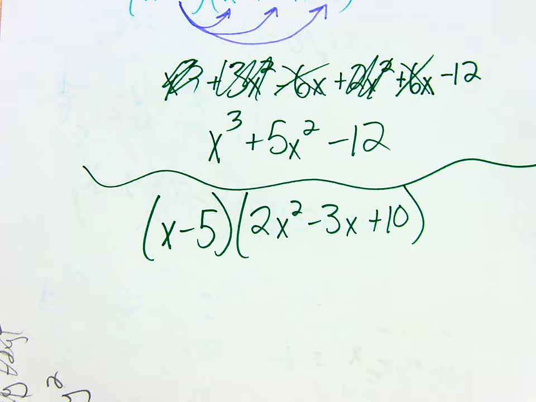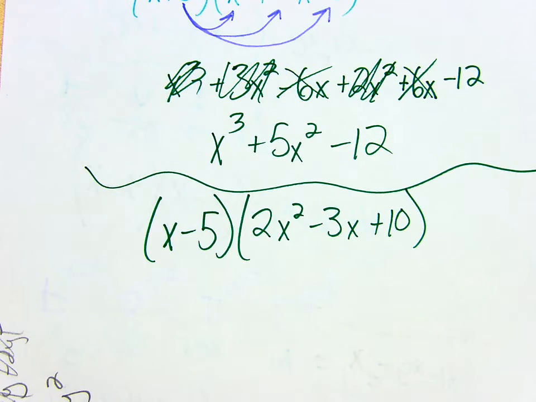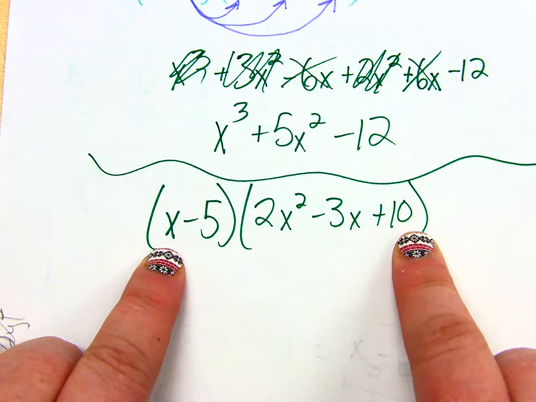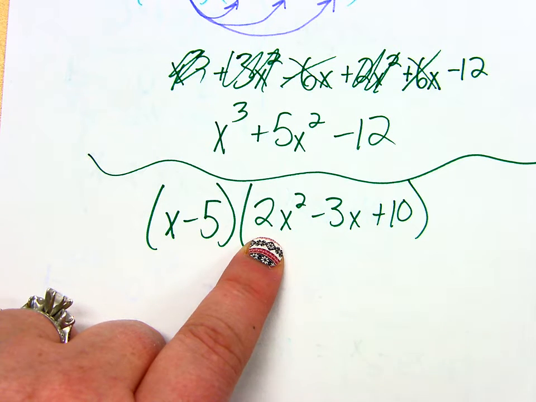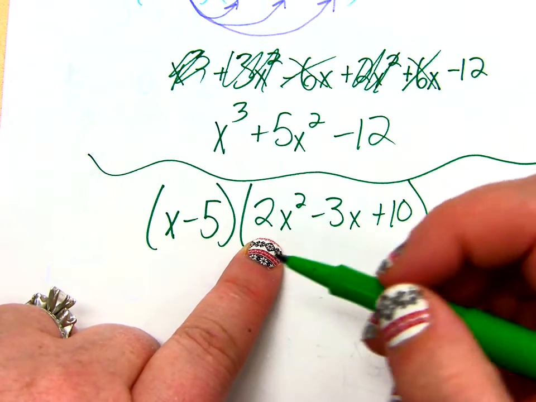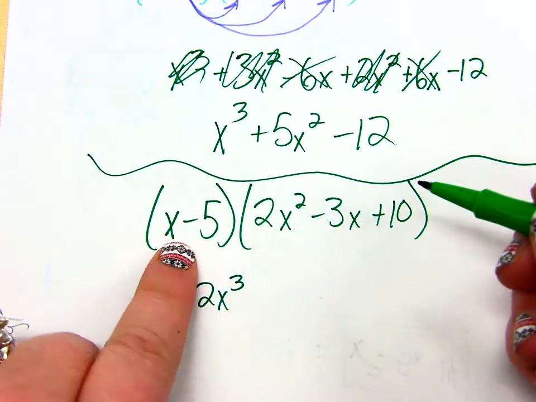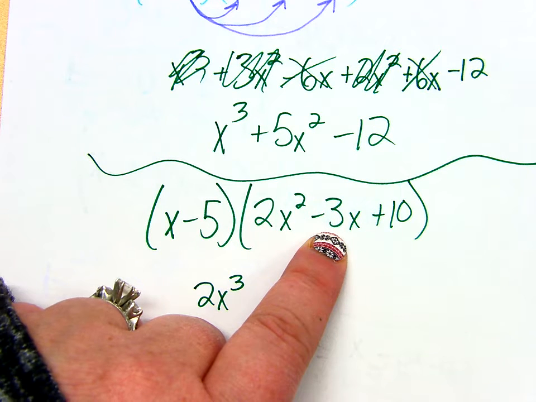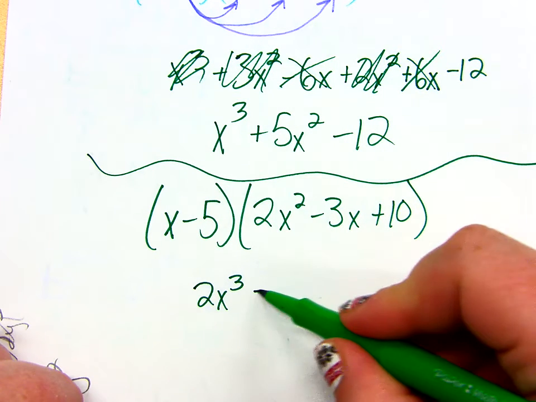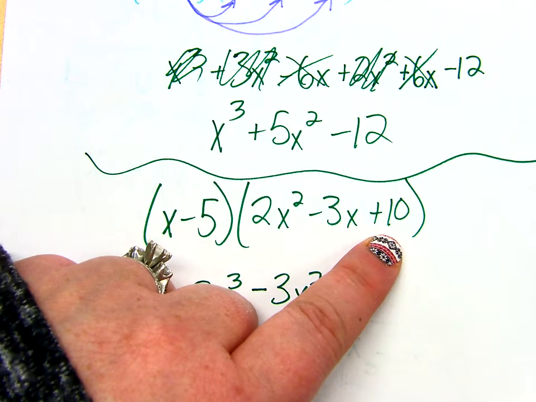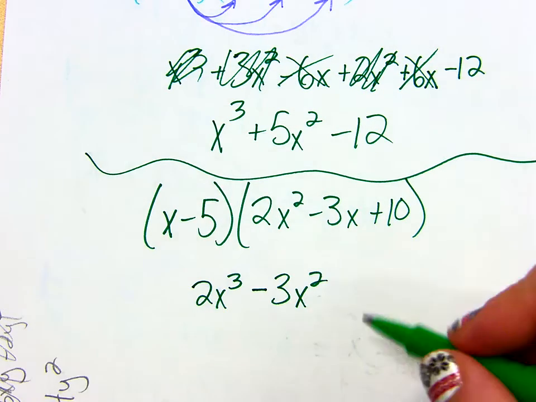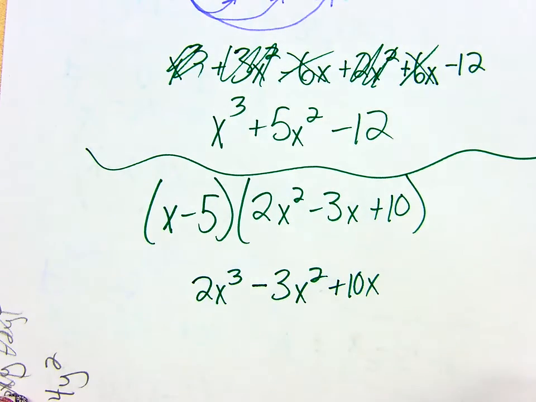Okay. Did everybody get an answer? I'm going to go piece by piece. So, first thing I have to do is x times all 3 of these. Right? So, what's x times 2x squared, Matt? 2x to the third. Yes, 2x to the third. Then I do x times negative 3x. What is that? Lily? Negative 3x squared. Yep. Then I do x times 10. What is that, Taylor? 10x. Now, right in the same line, I just keep going.